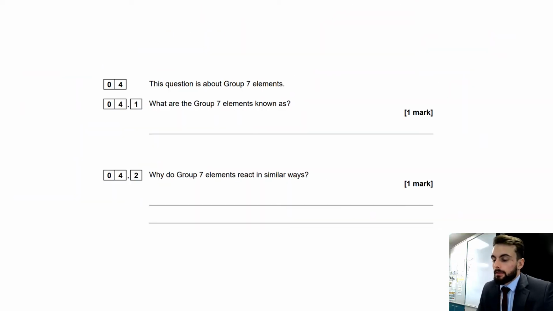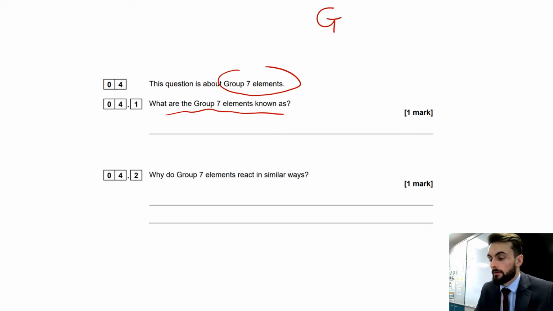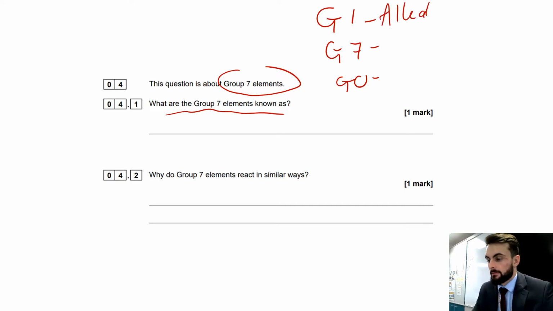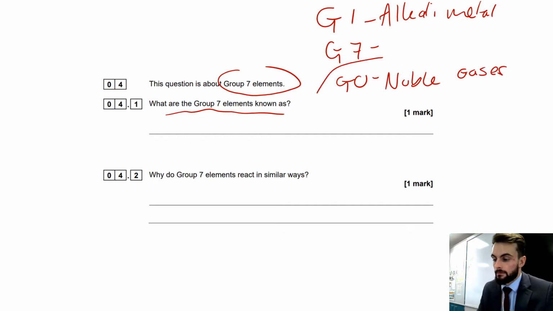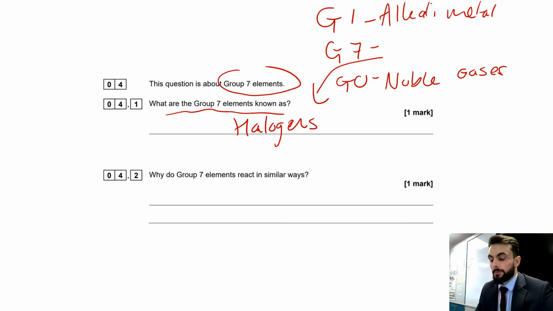Next question. This one is about group 7 elements. What are the group 7 elements known as? Now, for this one, it's kind of a memory thing. The only ones you really need to know are group 1, group 7, and group 0, which is normally in your periodic table, so hopefully you've seen it enough times at this point to know what the group is called. Group 1 is the alkali metals, group 0 is the noble gases, and then group 7 is halogens. They're just ones that you've got to know off the top of your head. You either know the name or you don't, but hopefully you've seen it enough times, so you do.